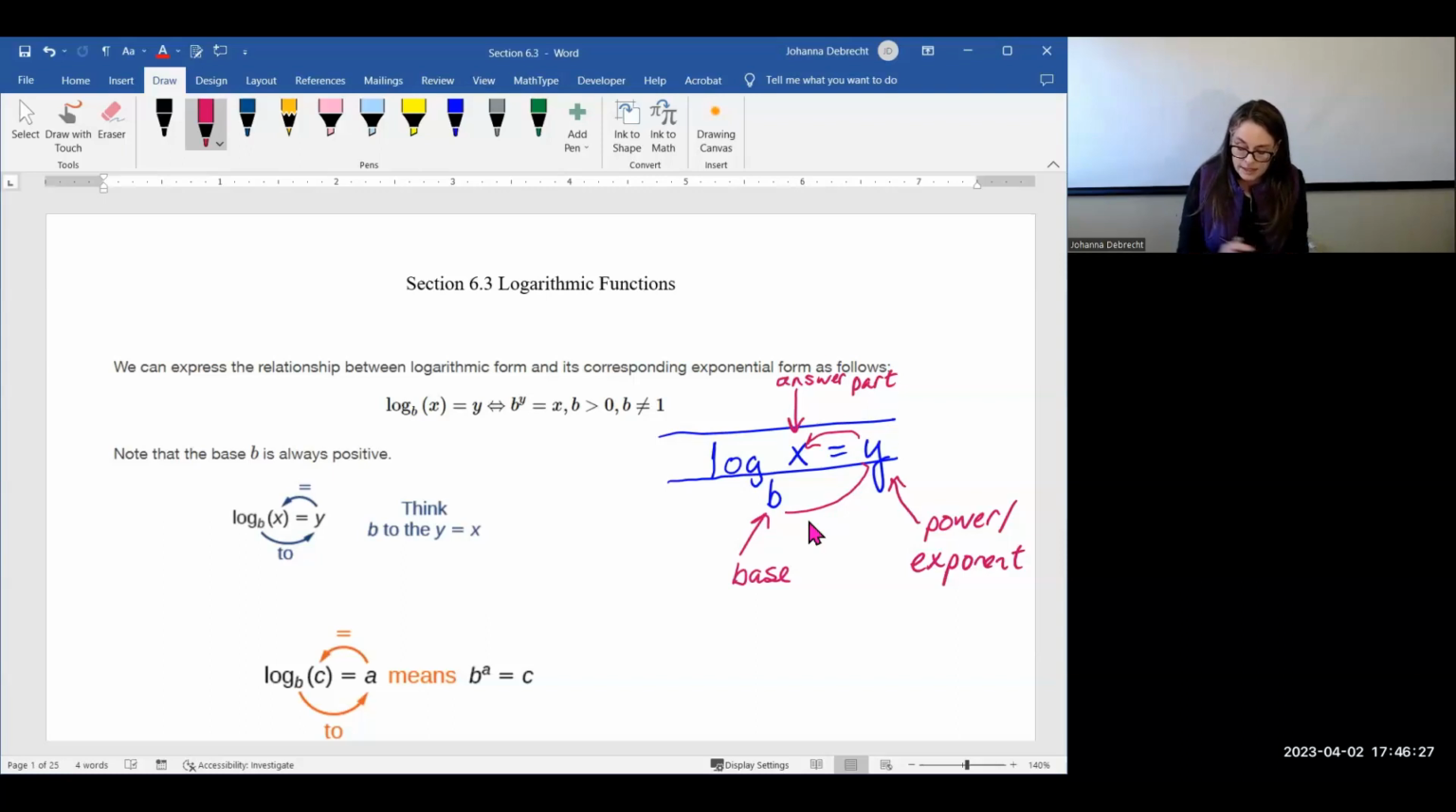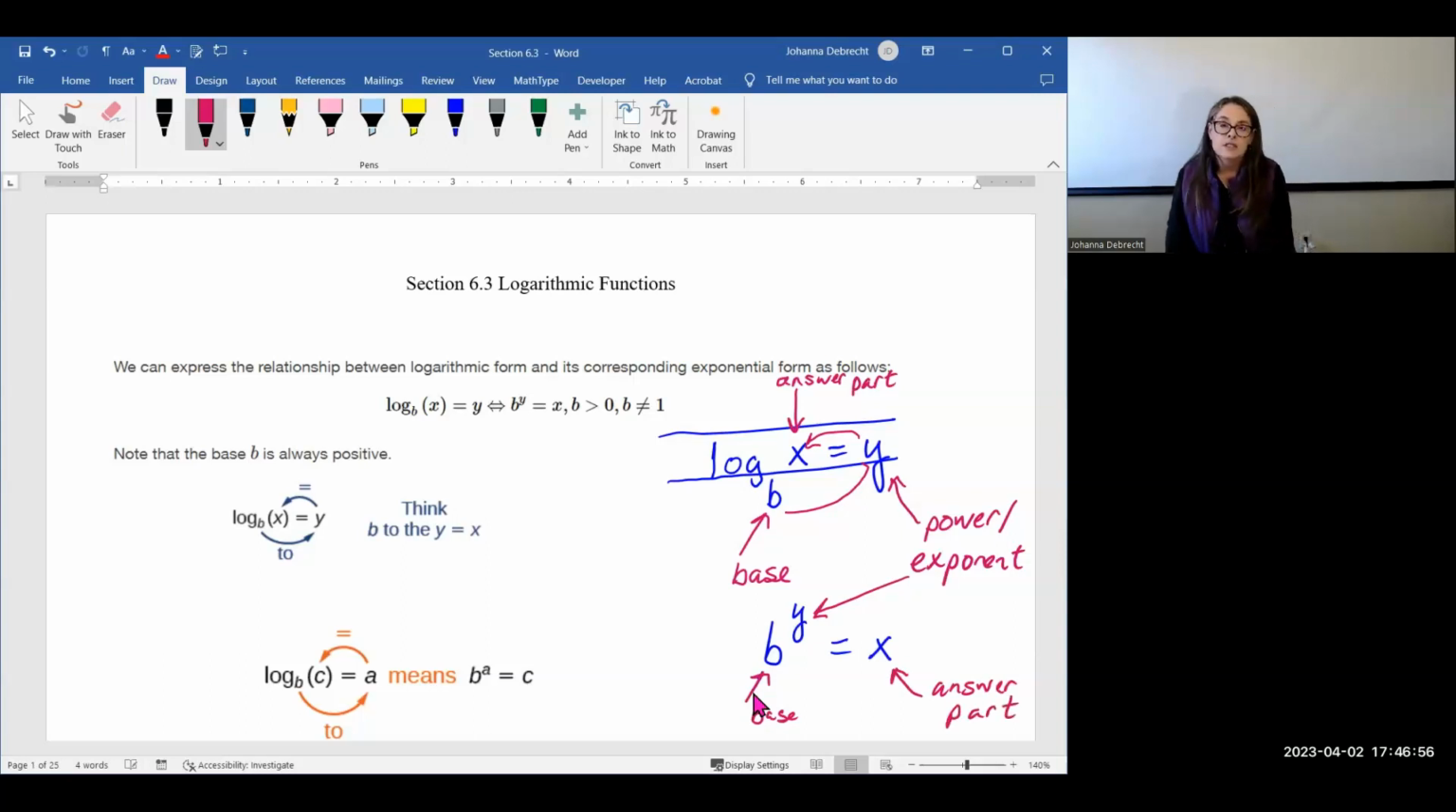So when we're looking at this, this is related to the exponential equation where we write b to the y power equals x. And again, we have the same parts. We have the base here, which is b. We have the power or exponent here, and this becomes the answer part. So these are, in effect, inverse operations of each other, just like multiplication and division are inverse operations, and addition and subtraction are inverse operations. Now we have the exponential and the logarithm, which are inverse operations.